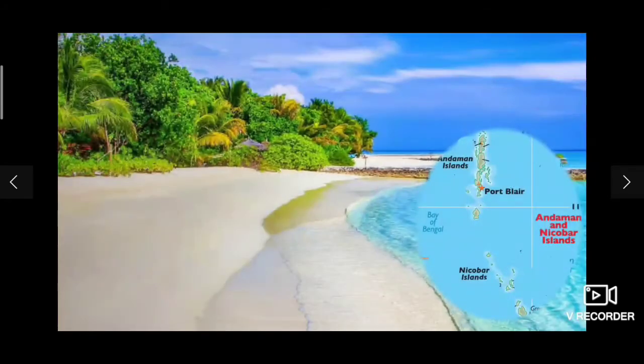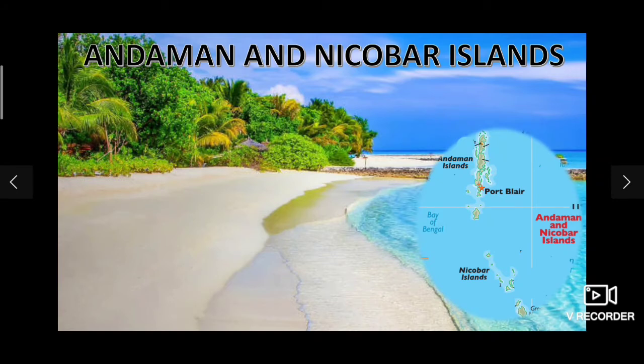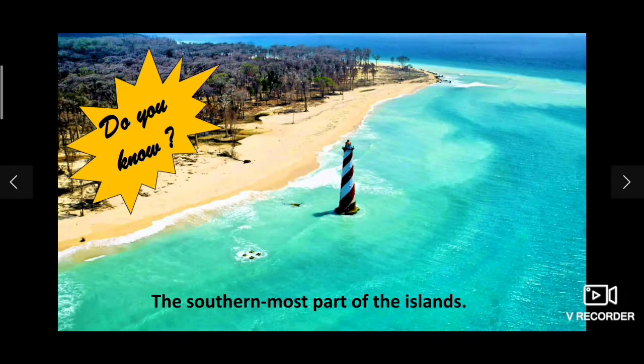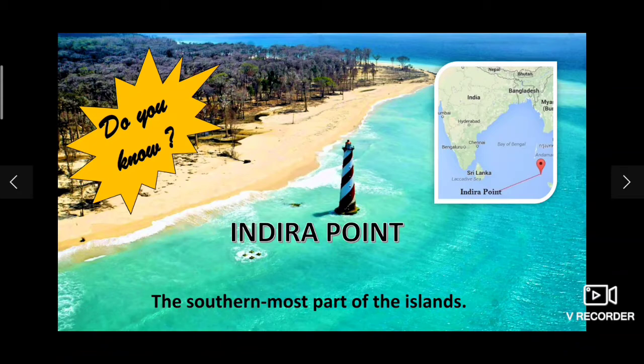The Andaman are a group of islands situated in the Bay of Bengal. They are one of the Union Territories of India. The northern islands are known as Andaman Islands and the southern islands are the Nicobar Islands. Do you know? The southernmost part of the island is called Indira Point. It is also the southernmost part of India.